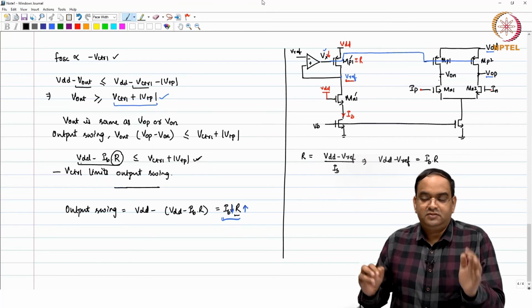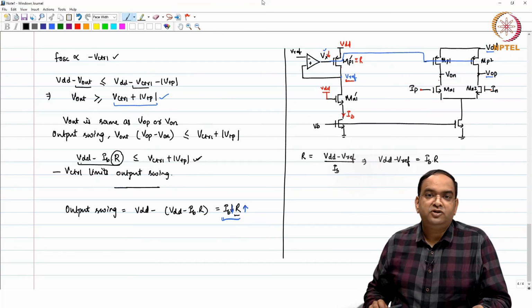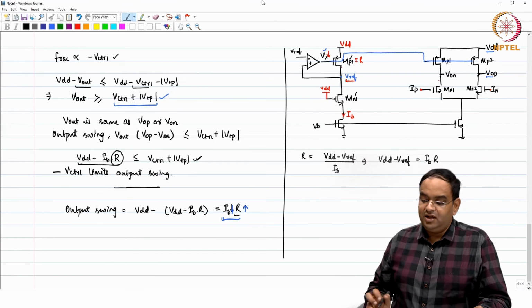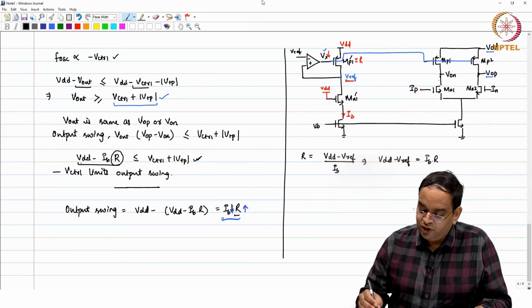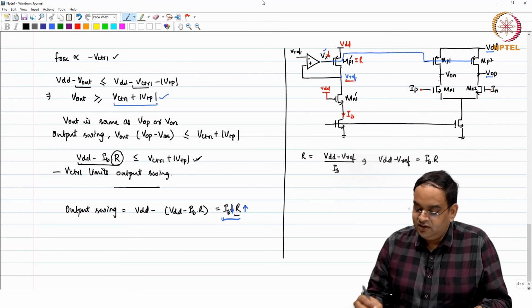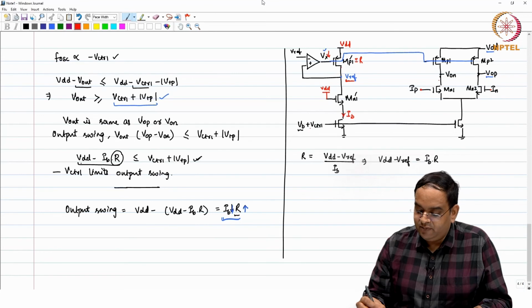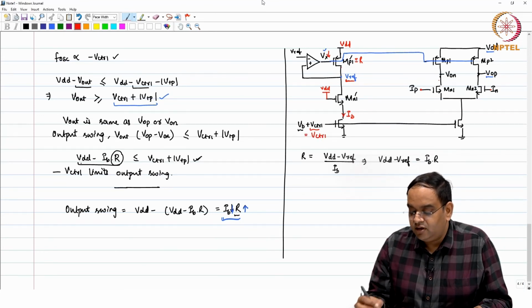So, my output swing is fixed, but how am I going to control this frequency? Well, frequency control you can do by changing the bias voltage: bias voltage plus some V control. This is the fixed part, and this is the varying part. So, overall, you can say this is like V control dash.